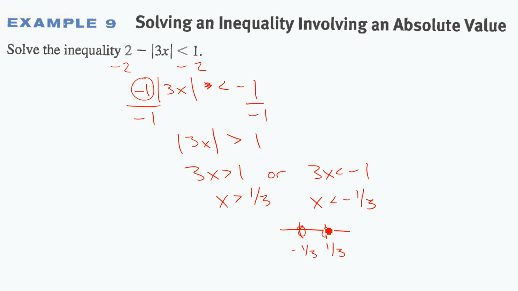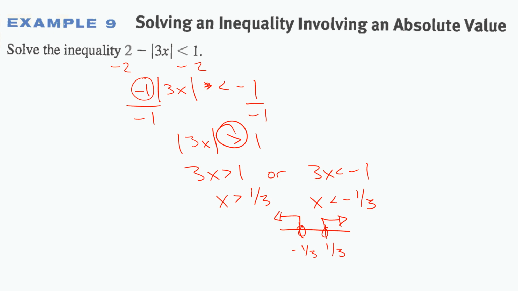Open circles, shading on the outside, right? Because this was a greater than problem once we got the absolute value by itself. So in interval notation, that's not written there. In interval notation, it's going to be negative infinity, comma negative 1/3, union 1/3 to infinity.